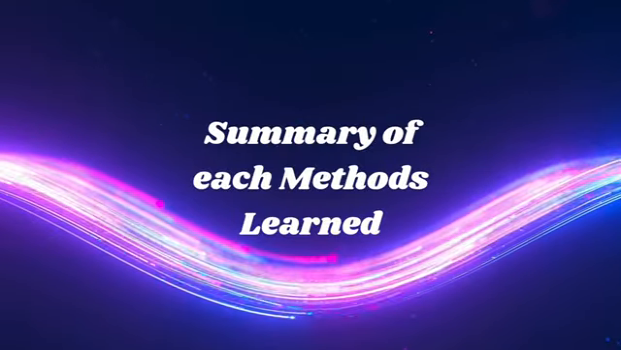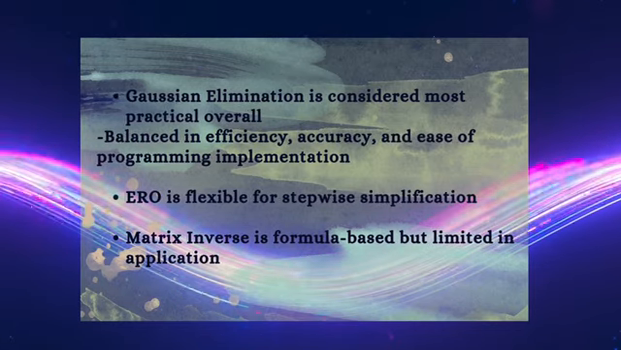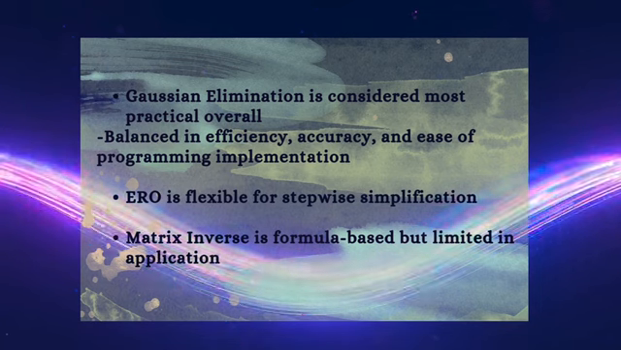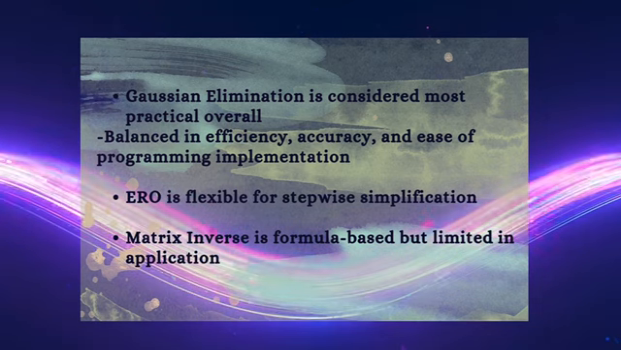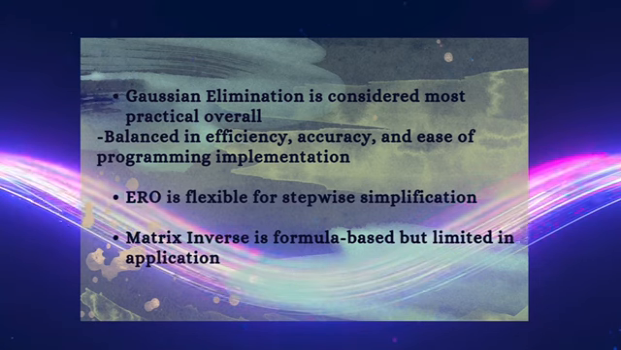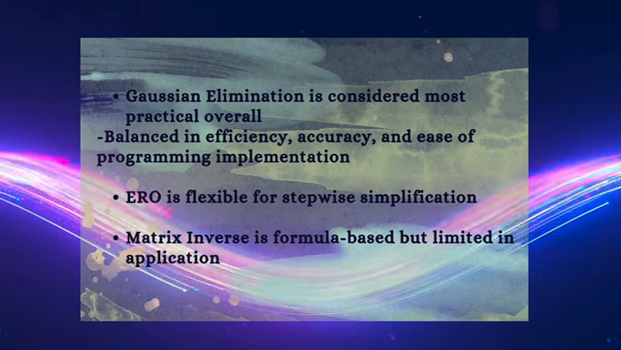Summary of each method learned. Gaussian elimination is considered the most practical overall because it is balanced in efficiency, accuracy, and ease of programming implementation. Meanwhile, ERO is flexible for stepwise simplification, and matrix inverse is formula-based, but it is very limited in application.